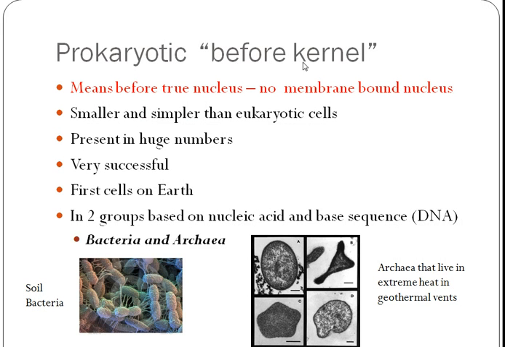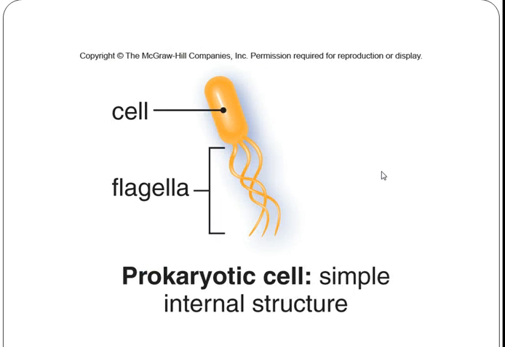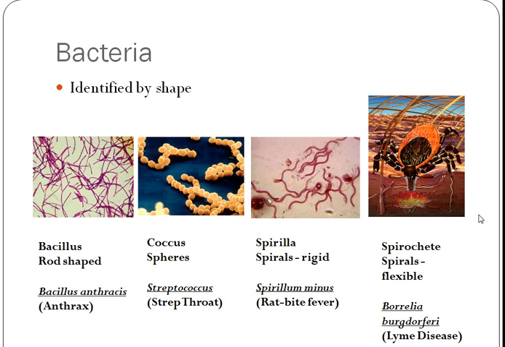So let's talk about those prokaryotes. Prokaryotic means before kernel, and they're talking about before nucleus. So every time you get a question on a test where they give you an example and it does not have a membrane-bound nucleus, it's going to be one of these guys. It's either going to be a bacteria or an archaea. These guys are small, very successful, all over the place. We think they were the first cells on Earth, actually. Prokaryotic cell is a very, very simple structure. We'll spend a whole lot more time looking at the structure of the eukaryotes.